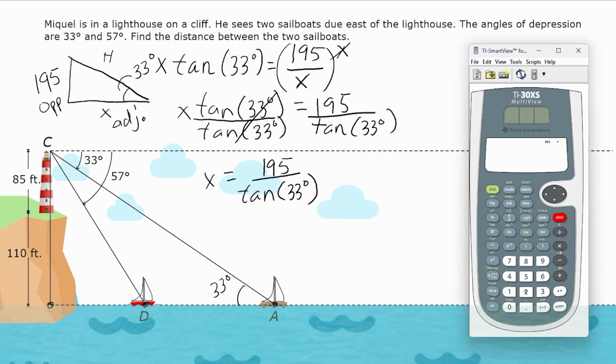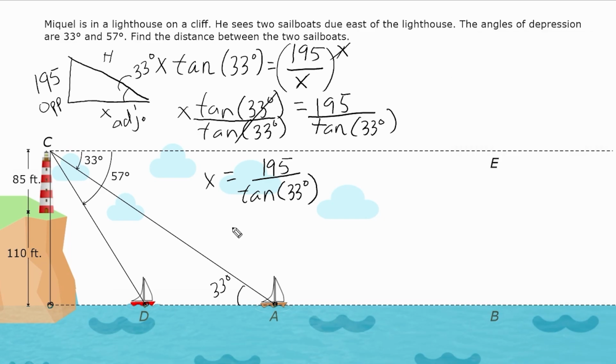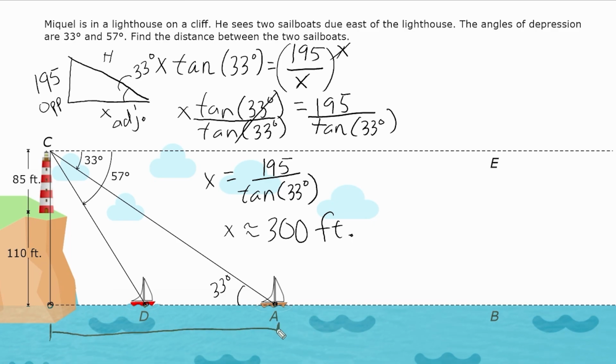All right, so let's go ahead and input 195 divided by the tangent of 33 into our calculator. And that gives us a value of about 300. So we would say that the value of X is approximately equal to 300 feet. So let's go ahead and label the distance from here all the way to here 300.